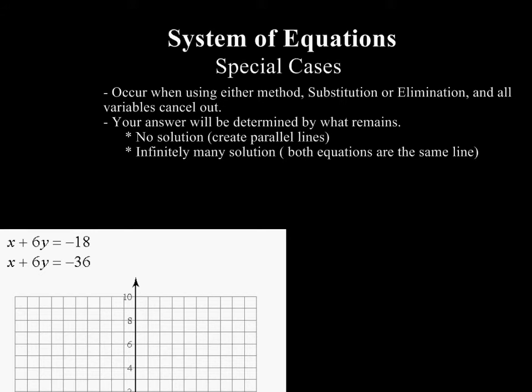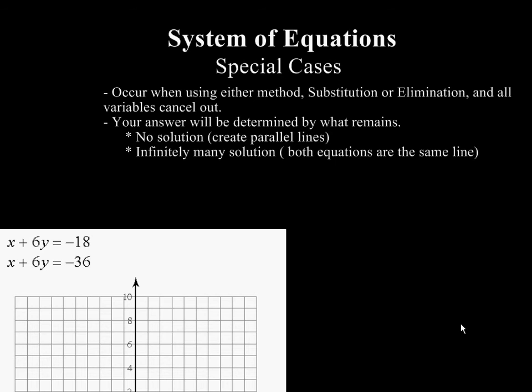Usually our answer for a system of equations is an ordered pair, a point where two lines intersect. They intersect at one point. However, there are times, specifically two times, when you could have something other than that solution. It occurs when using either substitution, elimination, or even graphing, and all the variables cancel out. Your answer will be determined by what remains. Either no solution, which means the two lines are parallel, or infinitely many solutions, meaning both equations are exactly the same line.